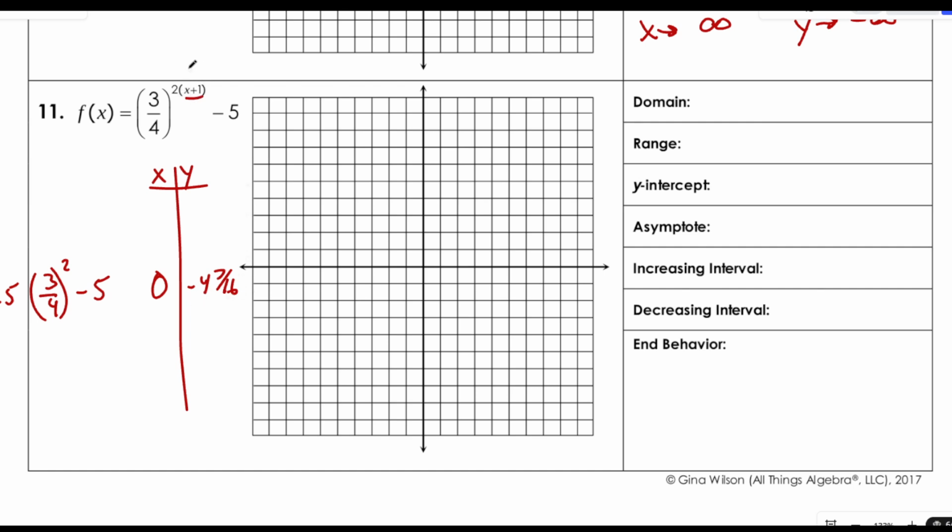I guess I'll plug in -1. That looks like a good one. -1 turns that into 0. 2 times 0 is 0. 3 to the 0 is 1. 1 minus 5 is -4. All right, plug in -2, I guess. -2 plus 1 is -1. 2 times -1.